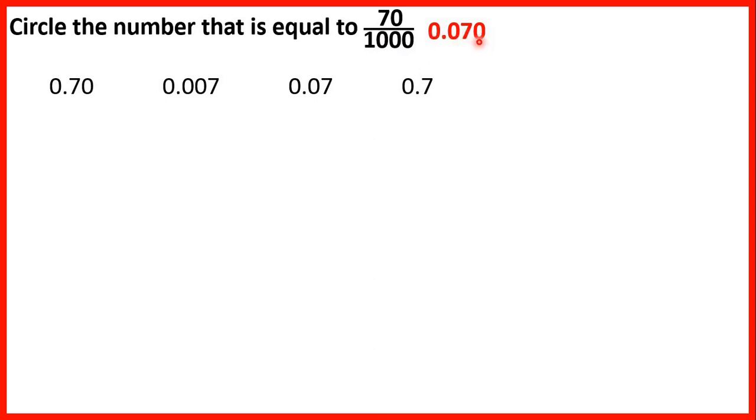0.070. But remember, we don't need zeros on the end of decimals. So we can ignore this end 0, and we can see that 70 thousandths is the same as 0.07, because 70 thousandths can be simplified by dividing both the numerator and denominator by 10, and when we do that, we get 7 hundredths, so that's 0.07.